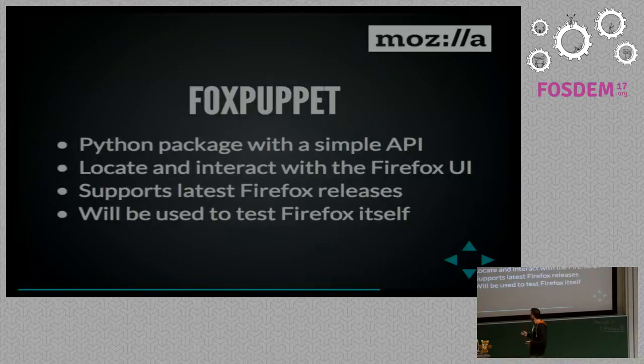What Fox Puppet is, it's a Python package with a simple API that allows you to locate and interact with the Firefox UI. It supports the latest Firefox release and pre-releases, and from the next version, extended support release 52, that will also be supported. So the idea is that if you're using Fox Puppet, you should be able to use any of the latest versions of Firefox. Ultimately, it's going to be used to test Firefox itself. At the moment, it's probably going to be used for testing things like installing add-ons, extensions, but we'll be using it for Firefox UI.